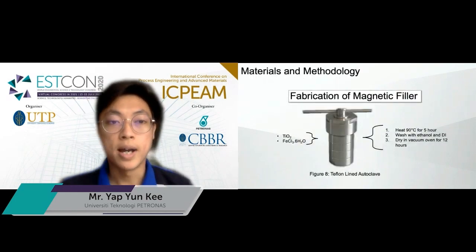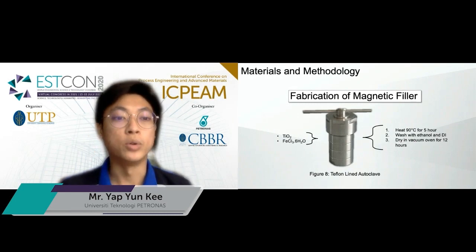So here we are in the materials and methodology. Here is the fabrication of magnetic filler. Firstly, we put in TiO2 and iron chloride hexahydrate into a Teflon lined autoclave. Then we heat it at 90 degrees Celsius for 5 hours, wash with ethanol and deionized water, and dry in the vacuum oven for 12 hours.